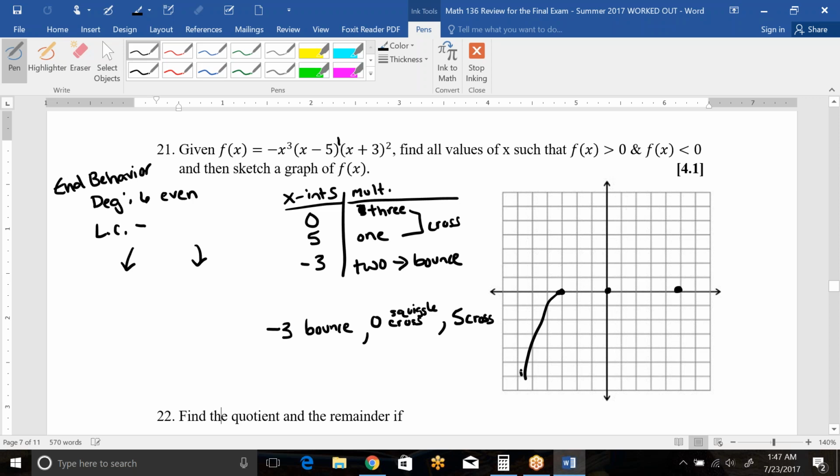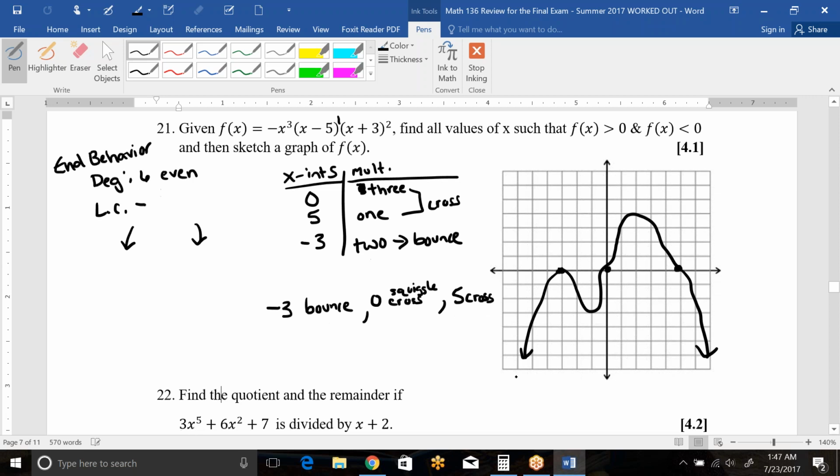We know we're down on both ends because of the even degree overall and the negative leading coefficient. So at negative 3, we're going to bounce. Since we're down, we're going to stay down. Then we're going to come up to 0, and we're going to cross as if we were x cubed, so kind of squiggly. We go up, and then we come back down sometime to cross at 5.